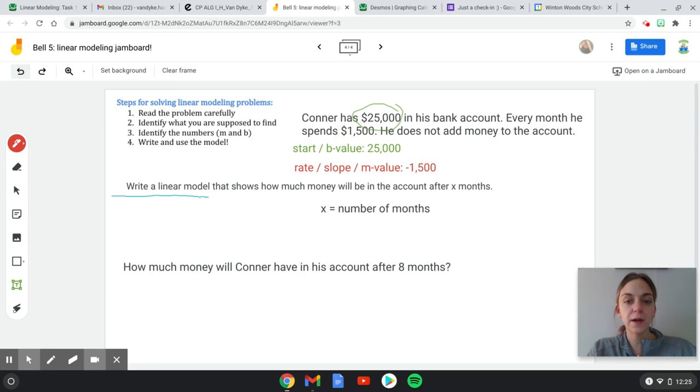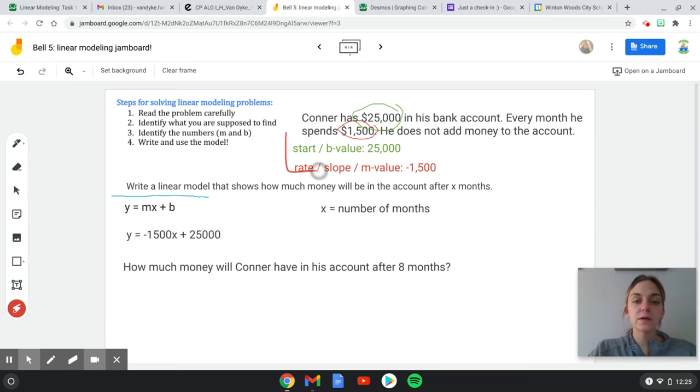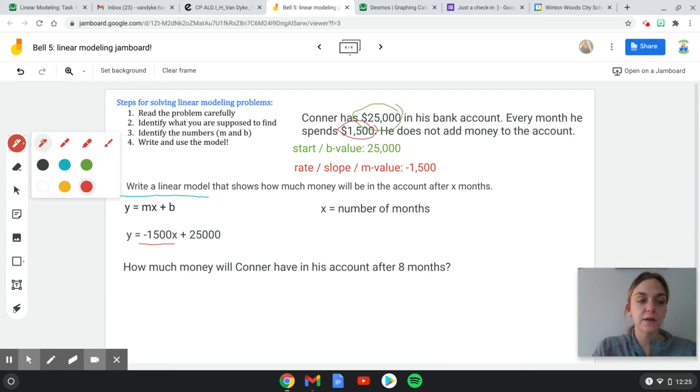Perfect. Okay. So now I need to write a linear model that shows how much money he'll have. Again, with my linear model, I am just going to write y equals mx plus b. That's always going to be my foundation. And now I just have to replace m and b with what we just found. So y equals negative 1,500x plus 25,000. Once again, all I did was look up here to find my M and my B value. I will underline those as well.